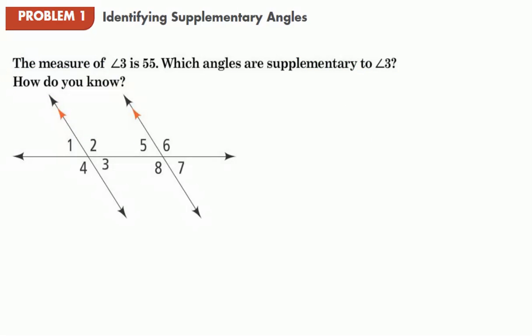Okay, so for problem 1, they say identify supplementary angles. The measure of angle 3 is 55. Which angles are supplementary to angle 3? And how do you know? How about we do this? There's an easier way to do this.